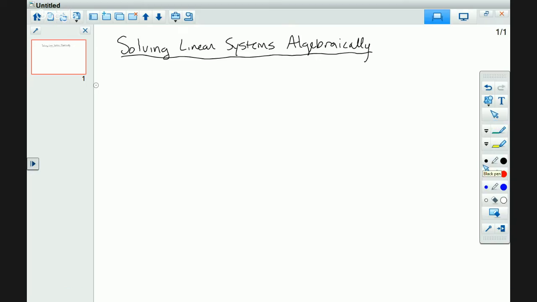Okay, so we're solving systems algebraically now. It gives us the advantage here. It's more accurate than graphing. So if you're going to default to one method, this is the one you want to do. Sometimes it's a little more work, sometimes it's not, but it's more accurate.